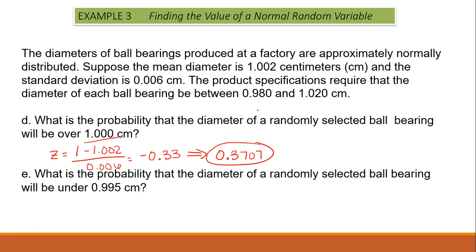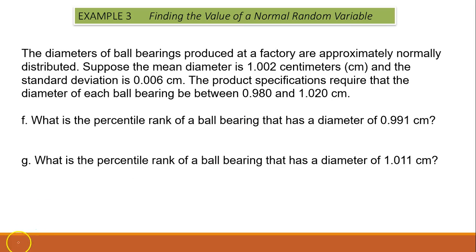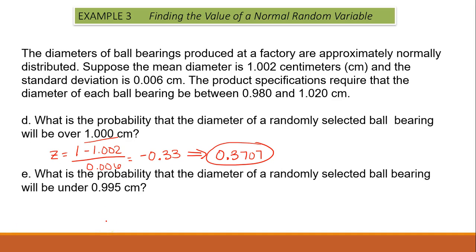Now, the next one, we are asked to find, again, what is the probability that the diameter of a randomly selected ball bearing is under 0.995? So, hold on. The last one, it said over. So, over that amount, this is under 1, but over 1 centimeter, we'd have to subtract it from 1.